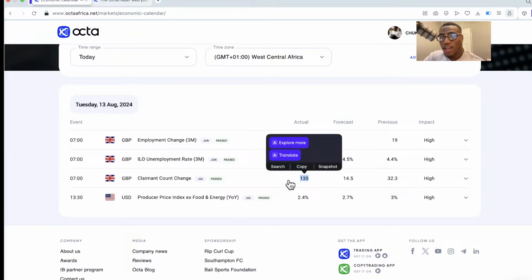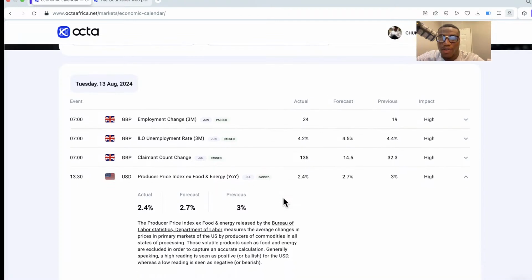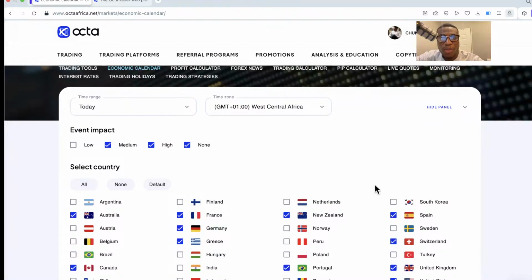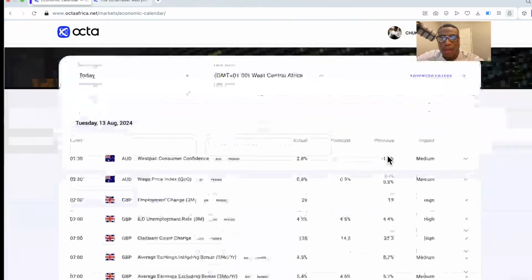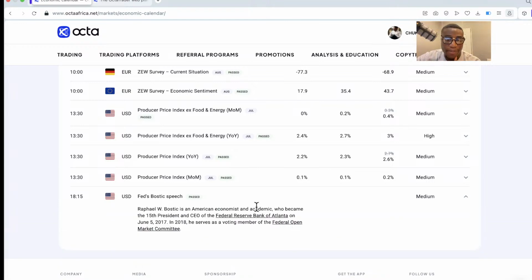On the USD, we had producer price index that excludes food and energy year over year released today. I'm just going to go ahead and include medium impact so that we can see other reports. As you can see, we also had producer price index year over year and producer price index month over month. We also had a speech from the president of the Federal Reserve Bank of Atlanta today.